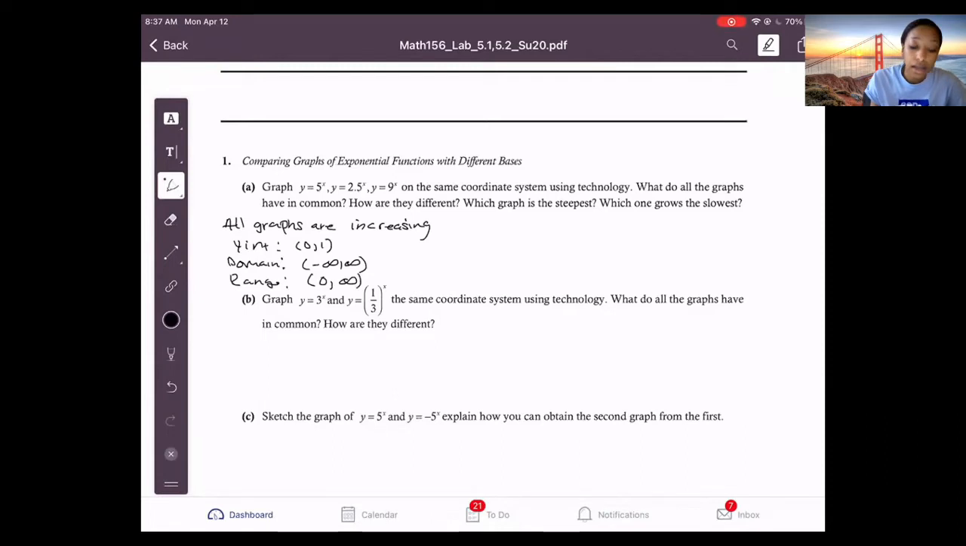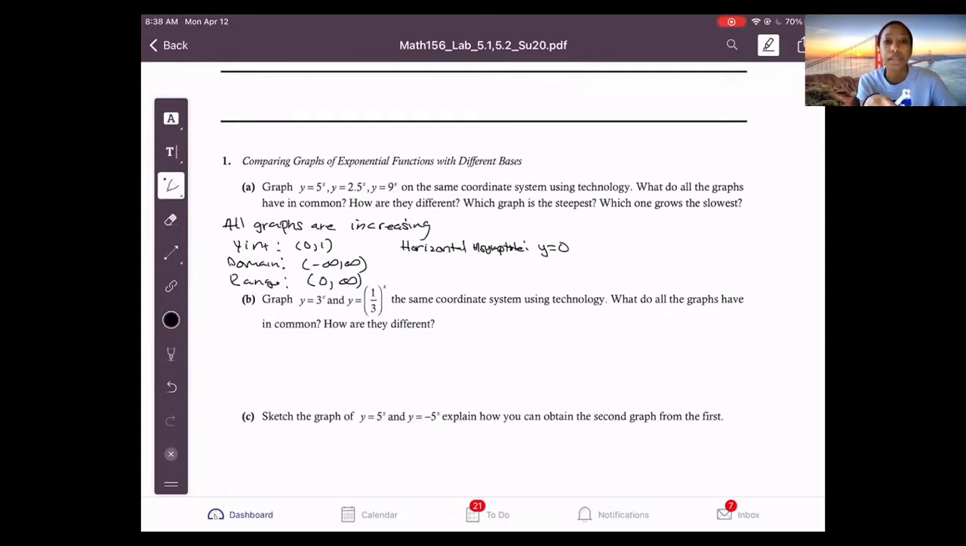They also all have a horizontal asymptote, which I usually just abbreviate HA, but let's write it out. Horizontal asymptote at the horizontal line, y equals 0. That's the x-axis. So this is true for all of these functions. How are they different? The only thing that's different is how fast they're growing. 9 to the x grows faster than 5 to the x and 2.5 to the x. 2.5 to the x obviously grows the slowest.